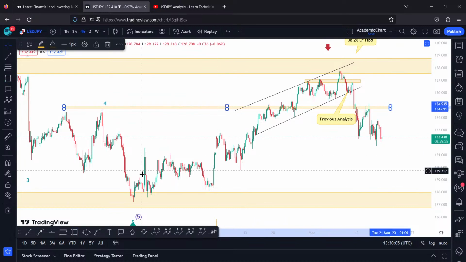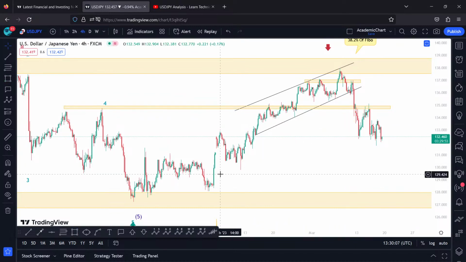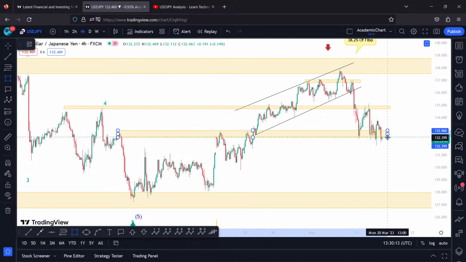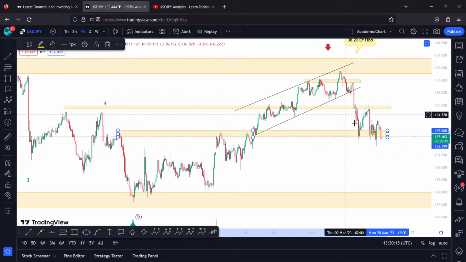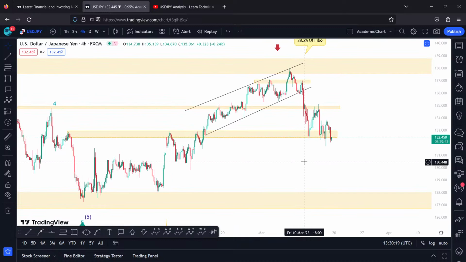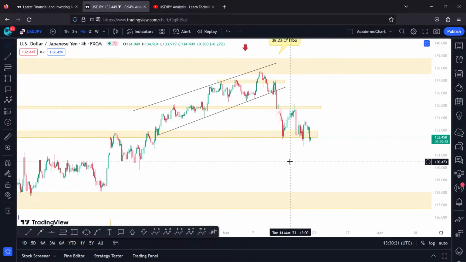I can draw it quickly. Let's remove this one as well, but also to the second level, which is here, and it has reached both targets. So good to see that it is actually moving as we were expecting.